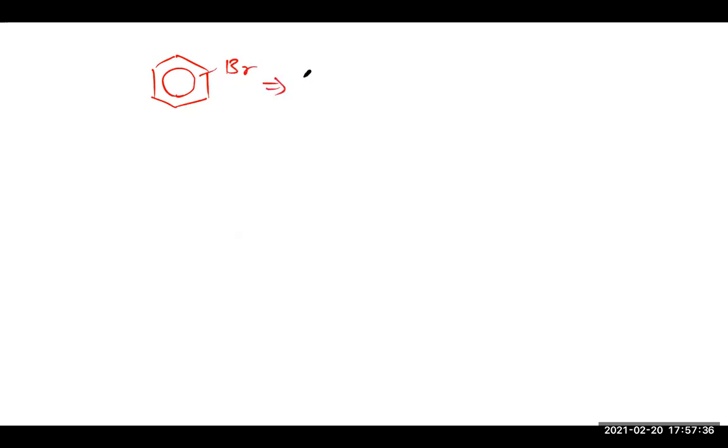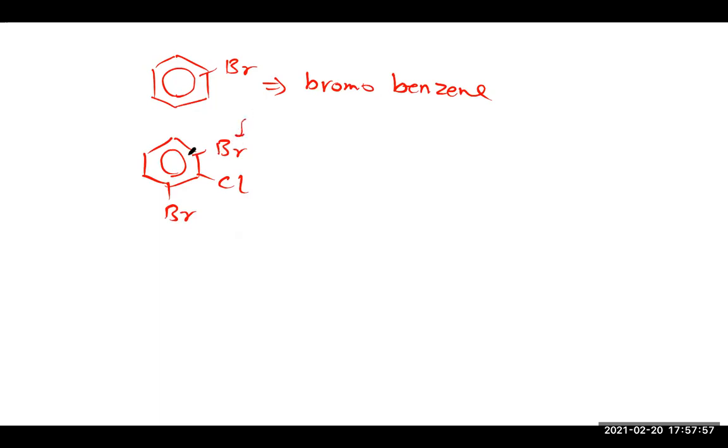Okay, for this one, it will be only bromobenzene. If we have one substituent, we can give it number 1 or not. If we have 2 substituents, in that case, we need to number each one of them, and we know that bromine should take the lowest number. So I will start with bromine 1, 2, 3.